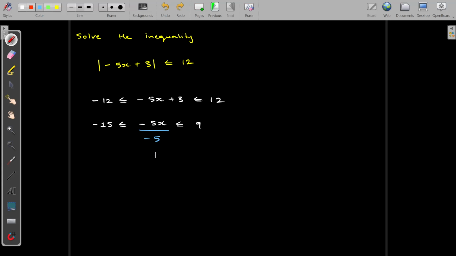Alright, so I'm going to do it first before I flip the inequality. So we divide by negative 5 over here. We're going to get 3. And then the sign is going to flip. And we have x in the middle. This sign is going to flip. And we have negative 9 over 5. Clear? Because we're dividing by negative 5 there. Are we clear?